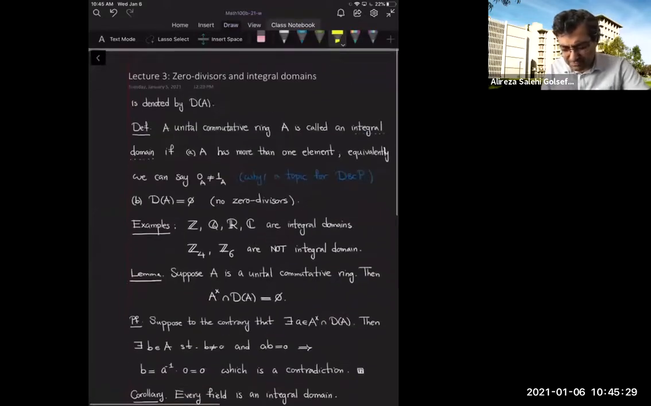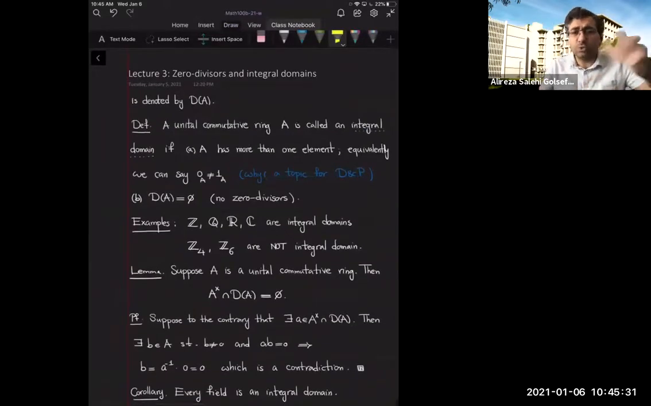This notation of D parentheses A is not so standard. It differs from lecture to lecture, not within our course, but different instructors might use different notation. I'm borrowing this notation from the book by T.N. McDonald, which is a famous book on commutative algebra. Anyway, D of A in our course denotes the set of zero divisors of the ring A.